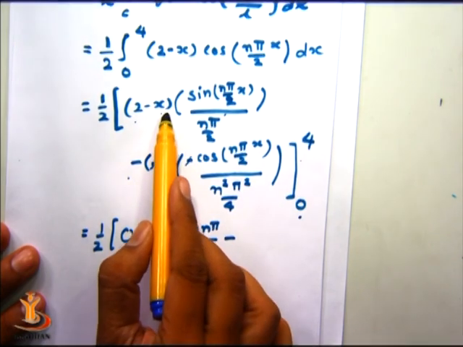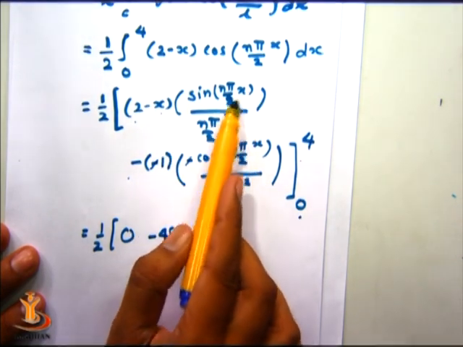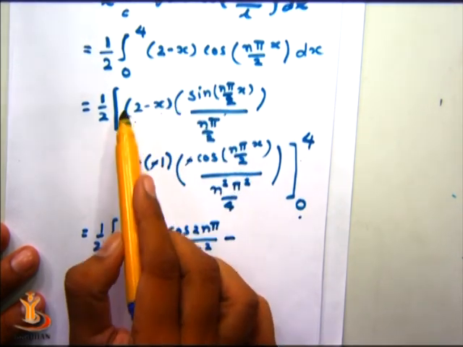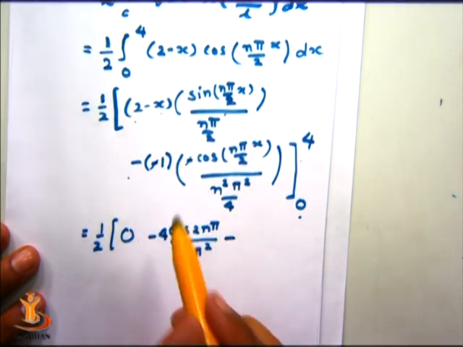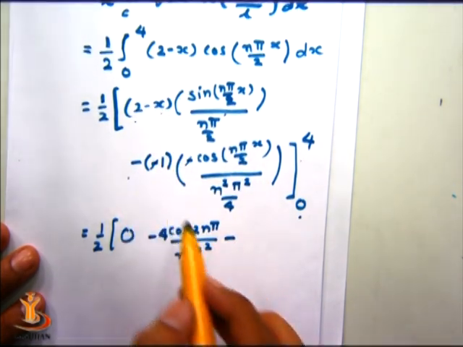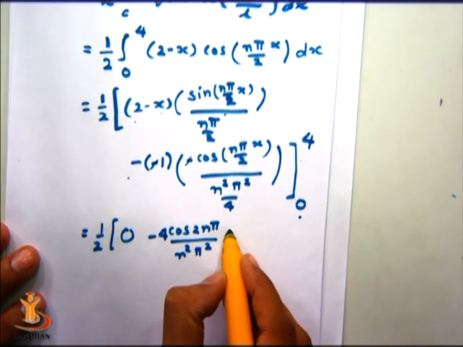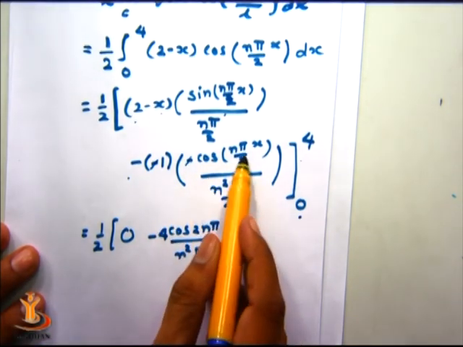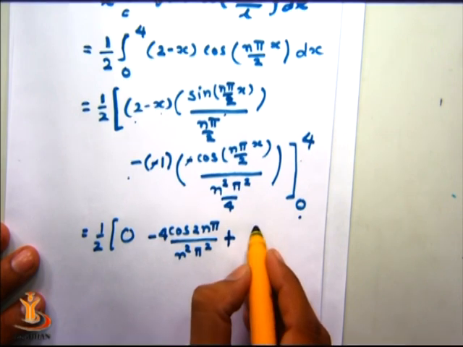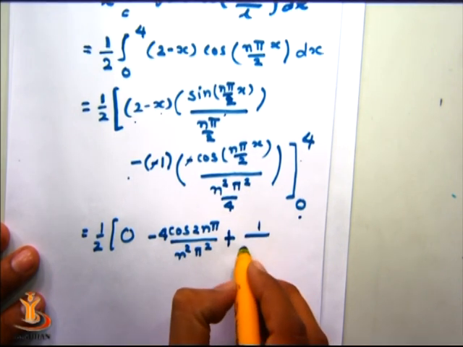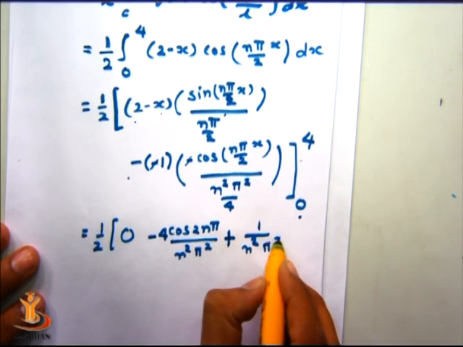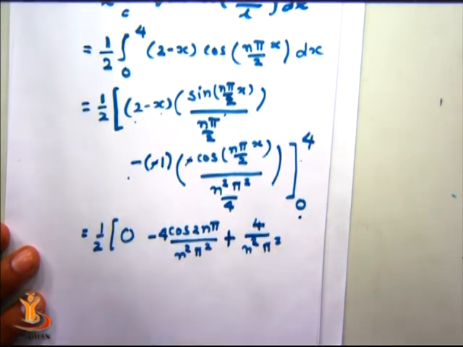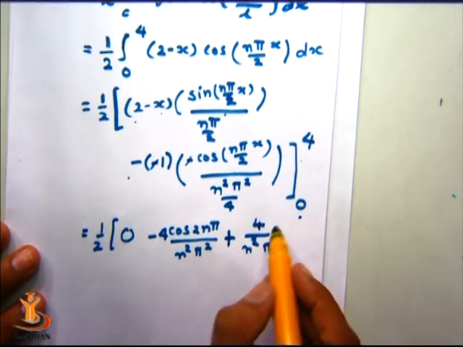So for the first term, sine 0 is 0, so the first term vanishes and its value is 0. Now minus, and for the lower limit it is also minus. So minus minus is plus, and cos 0 is 1. So 1 upon n square pi square by 4. So we can say that it is 4 upon n square pi square.